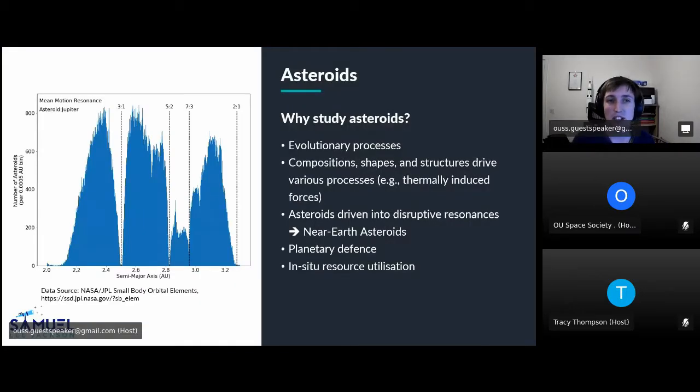So why do we want to know about these objects? Well, we need to understand how they've evolved to infer information about the early solar system, as I said before. But then there are very interesting processes like the Yarkovsky effect, where thermal heat radiated off the surface of the asteroid can actually act to change their orbits. And these sorts of effects are driven by surface properties and the shapes of the objects.